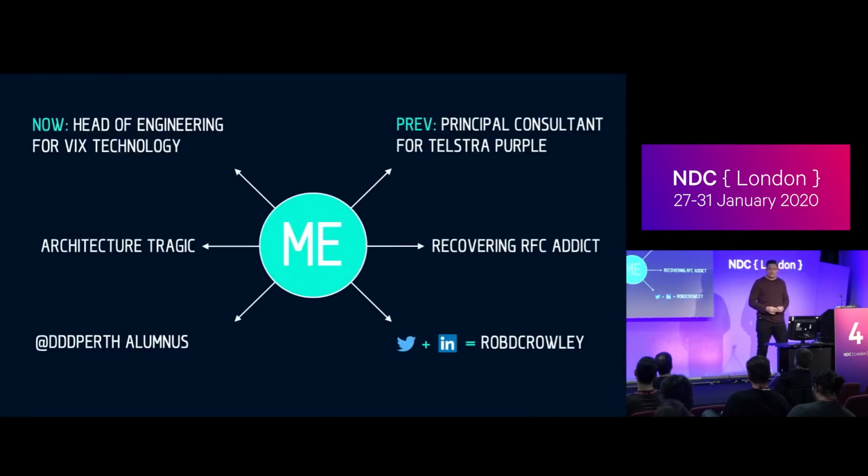So before all that, a little bit about myself. My name is Rob Crowley. I am the head of engineering for a company called Vista Technology, so automated fare collections, very similar to the Oyster card that you might be aware of in London. And previous to that, I was a principal consultant for Telstra Purple in Australia. So pretty much my entire career has been in designing, operating, and running distributed systems.